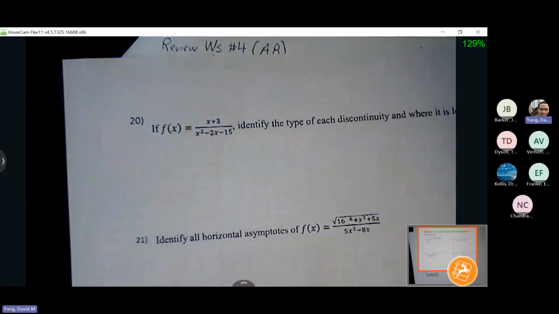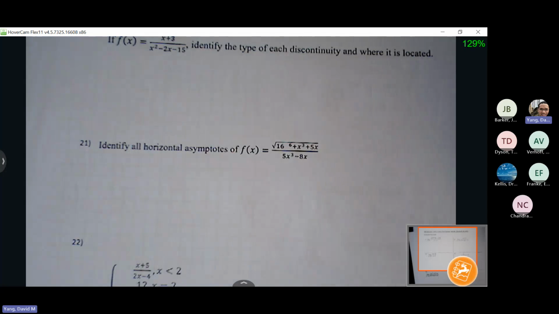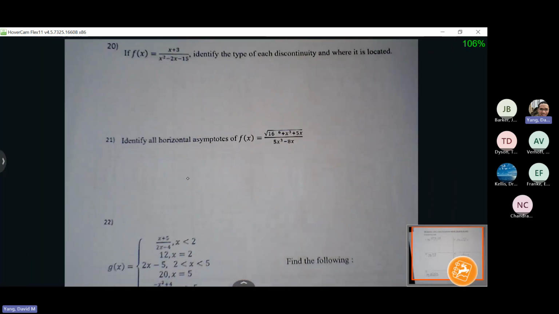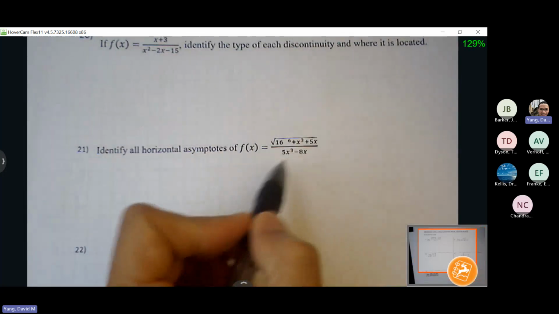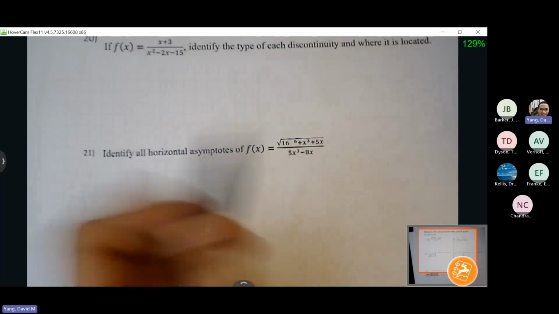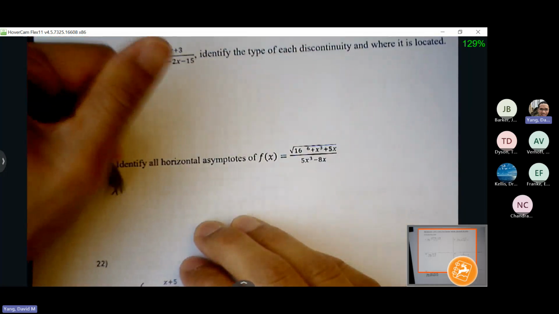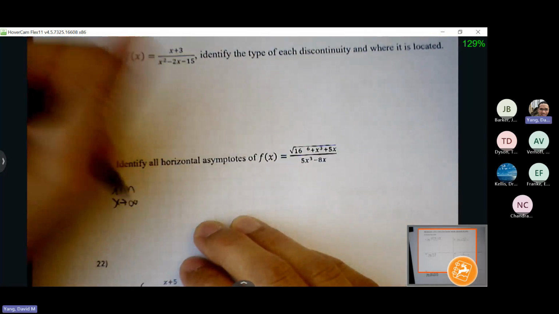All right, 21. Identify all horizontal asymptotes. We know that this is one of those potentially strange functions that have split asymptotes. So let's just look at how the graph is looking on one side.